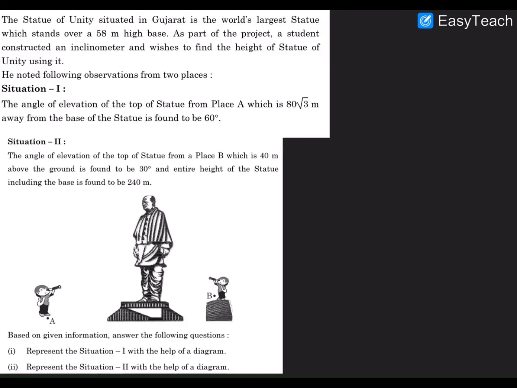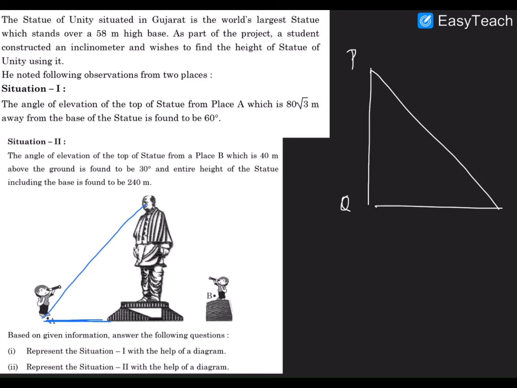So for the first situation, I am drawing the diagram using the picture itself. This picture is given, 80 root 3 away and the angle of elevation is given as 60 degrees. Now you can see easily that your image is PQ, the statue, which is 60 degrees from A, and AQ is given as 80 root 3.